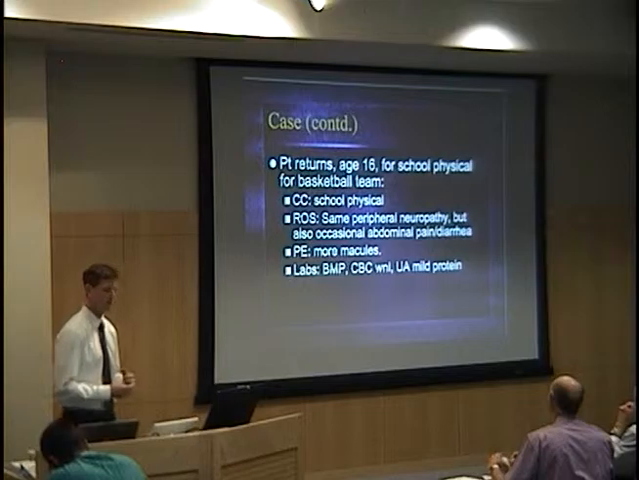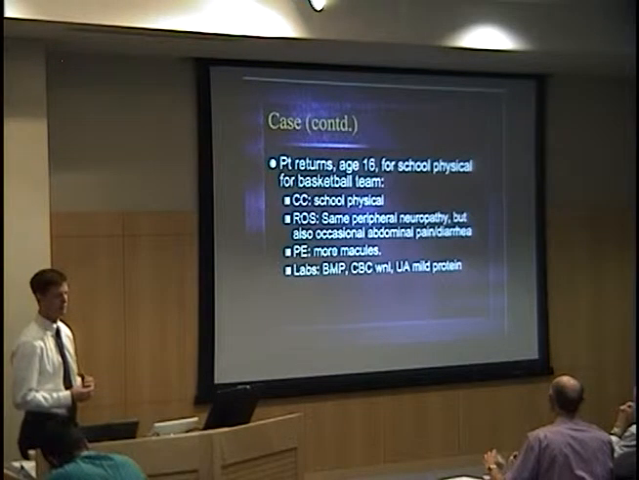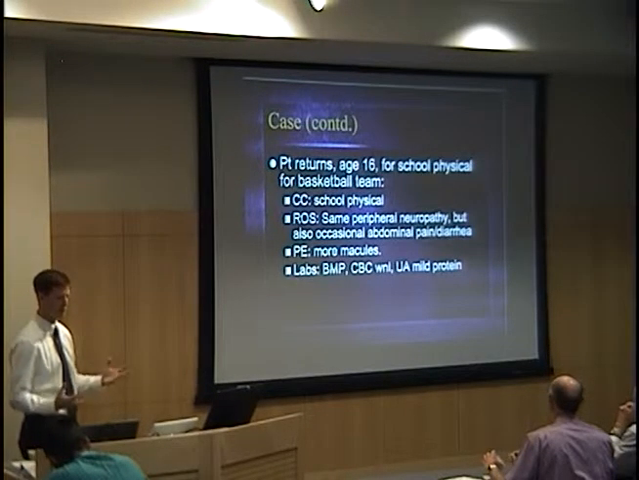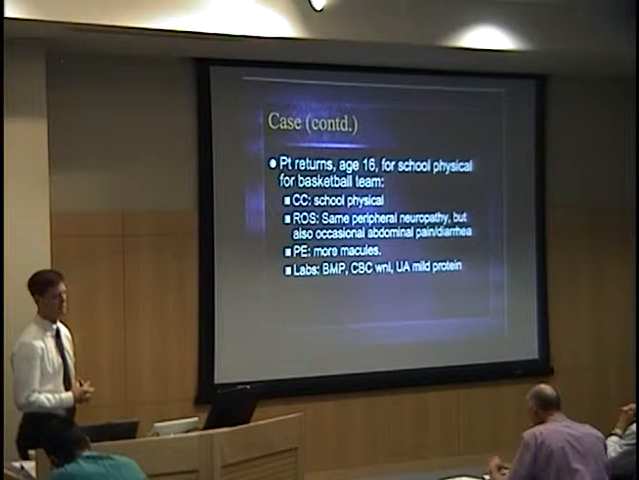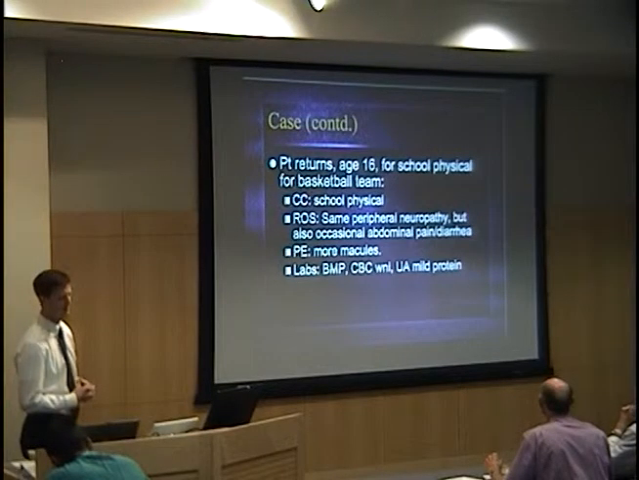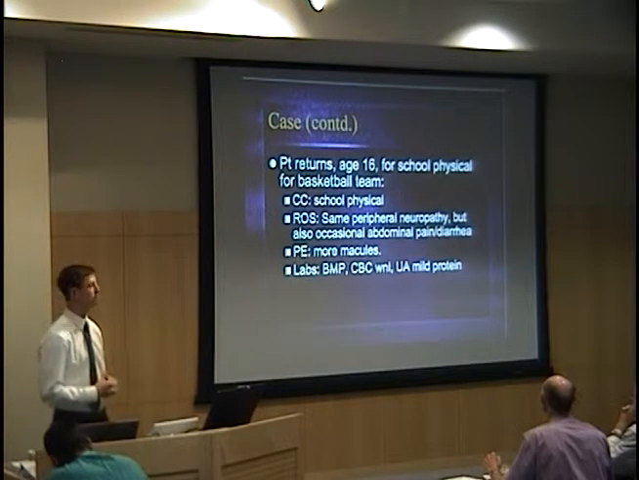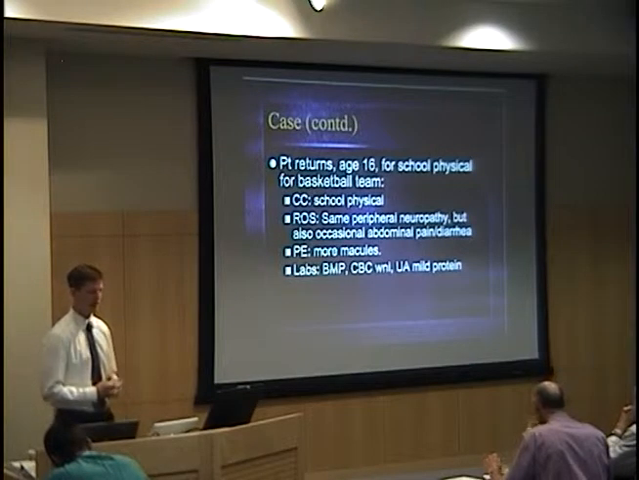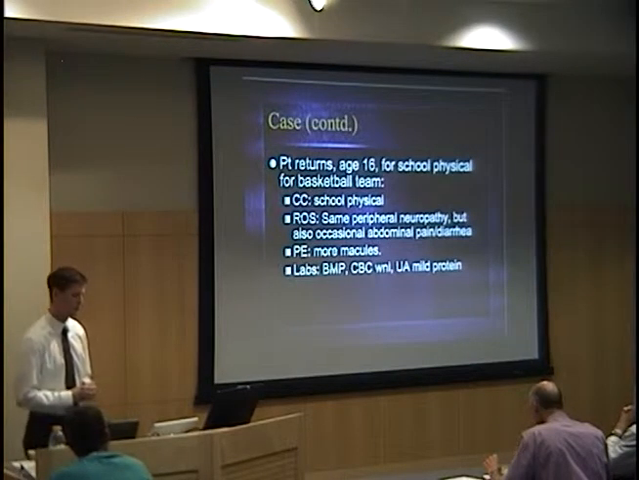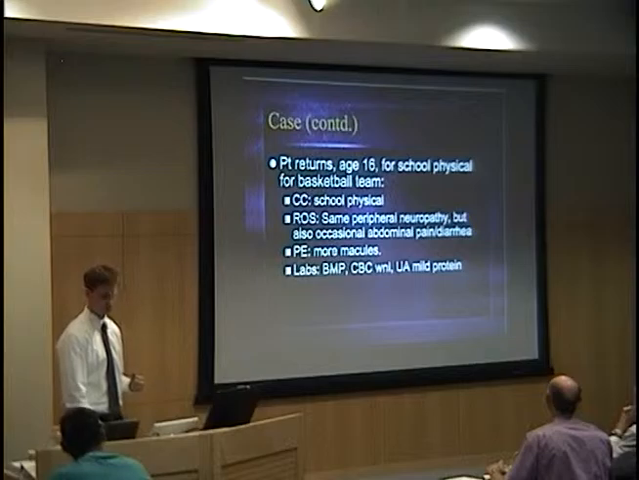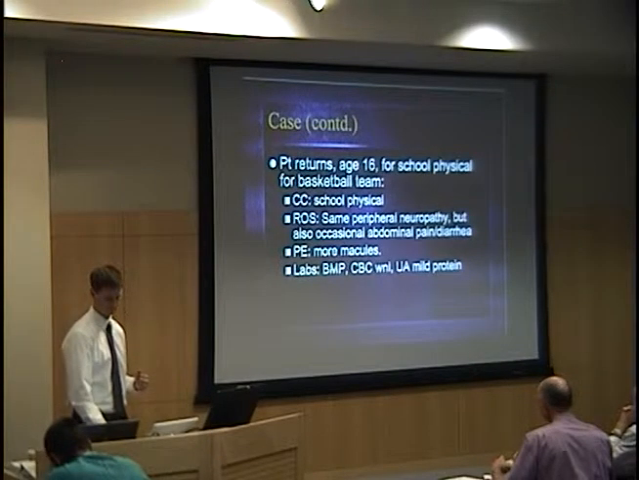He returns several years later for just a regular physical. He has the same peripheral neuropathy, but also occasional abdominal pain and diarrhea. On physical exam, more macules are noted. They send some more labs. Everything comes back normal, except the UA demonstrated some mild proteinuria.